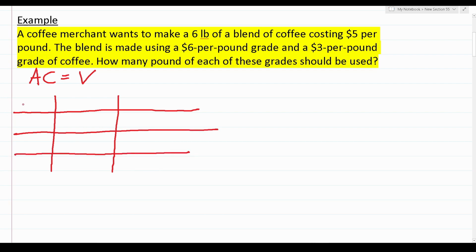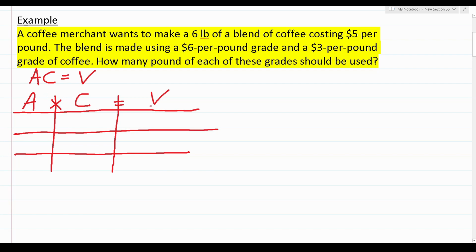And up here, I'm going to put amount, cost, value. And again, this is implied. Amount times cost equals value. But you can see that this table mirrors this formula.